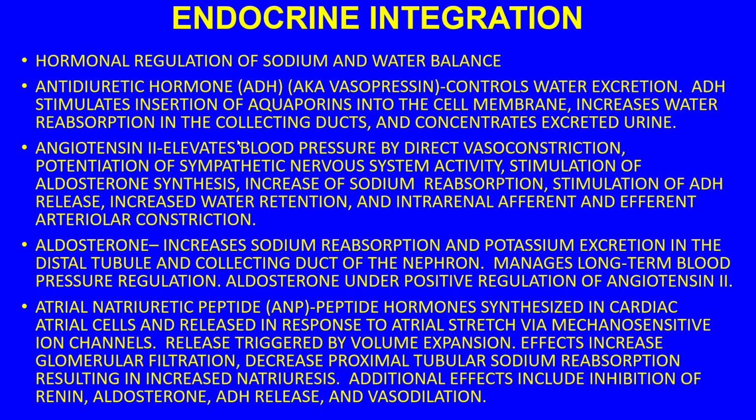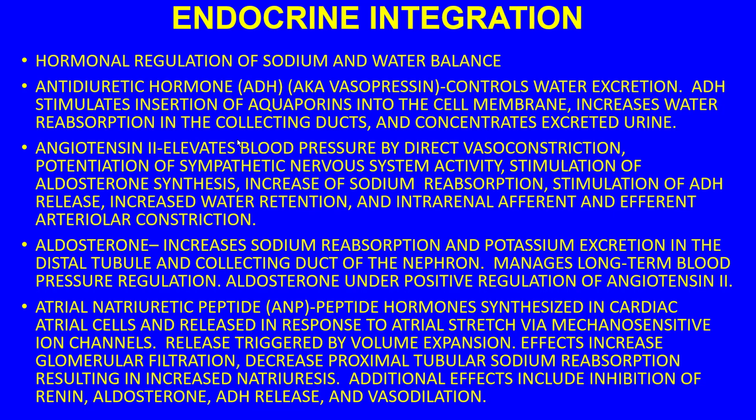Angiotensin II elevates blood pressure by direct vasoconstriction, potentiation of sympathetic nervous system activity, stimulation of aldosterone synthesis, increase of sodium reabsorption, stimulation of ADH release, increased water retention, and the intrarenal afferent and efferent arterial constriction. So here's the idea. If you have an increase in vasoconstriction of both afferent and efferent, you're going to basically increase the pressure in the glomerulus to increase the filtration. So it's like angiotensin II does it all. Well, not really. But it is a major part of the RAAS system that we've talked about before.